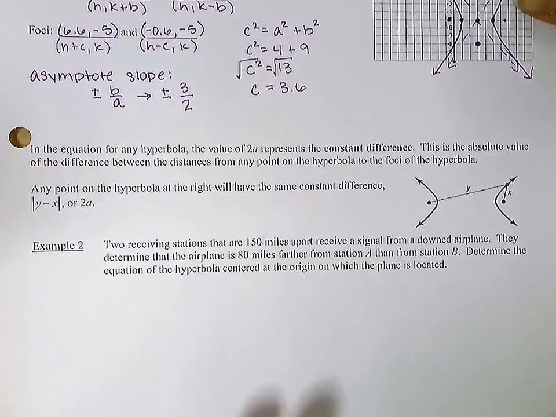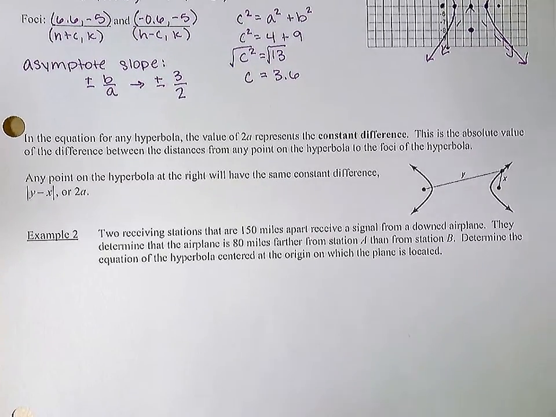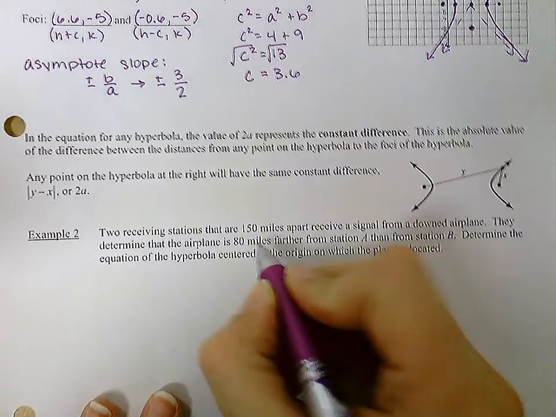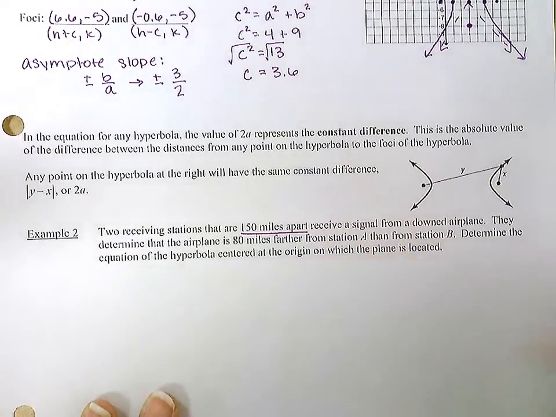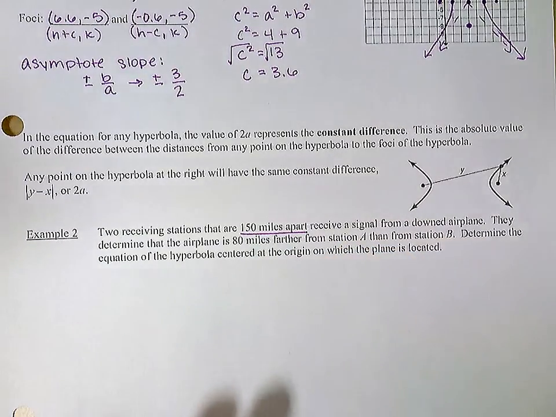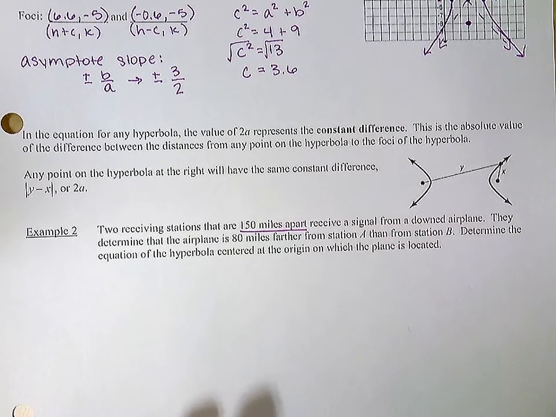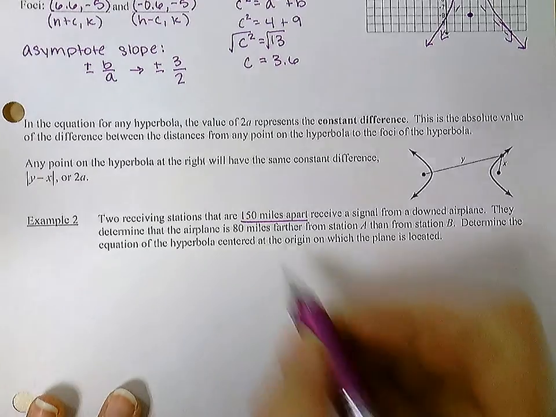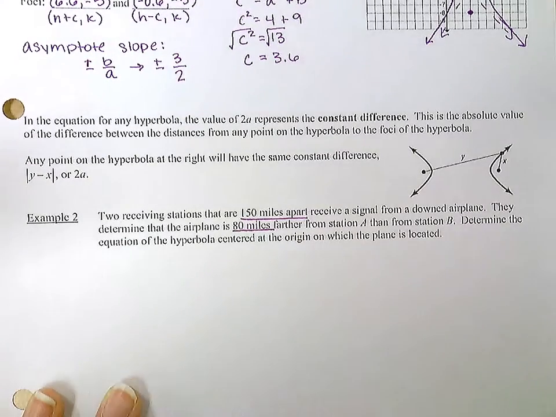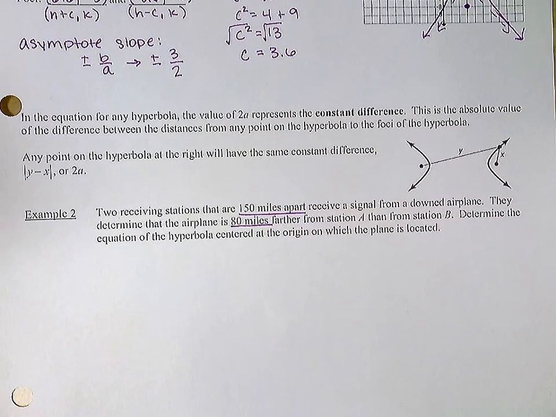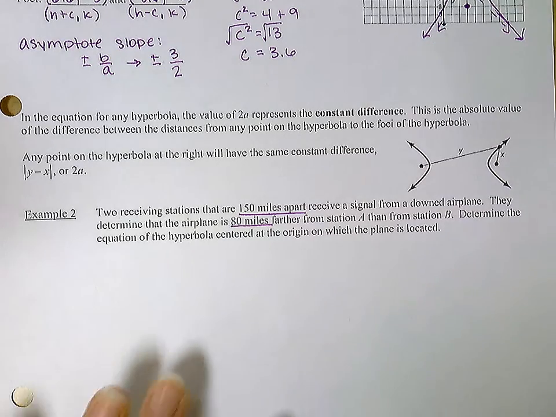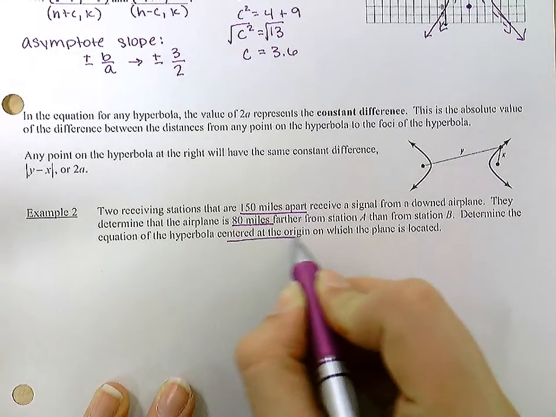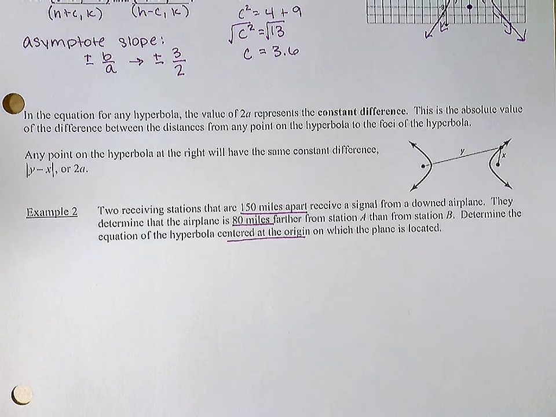So example 2: two receiving stations that are 150 miles apart receive a signal from a downed airplane. They determine that the airplane is 80 miles further from station A than from station B. Determine the equation of the hyperbola centered at the origin on which the plane is located.